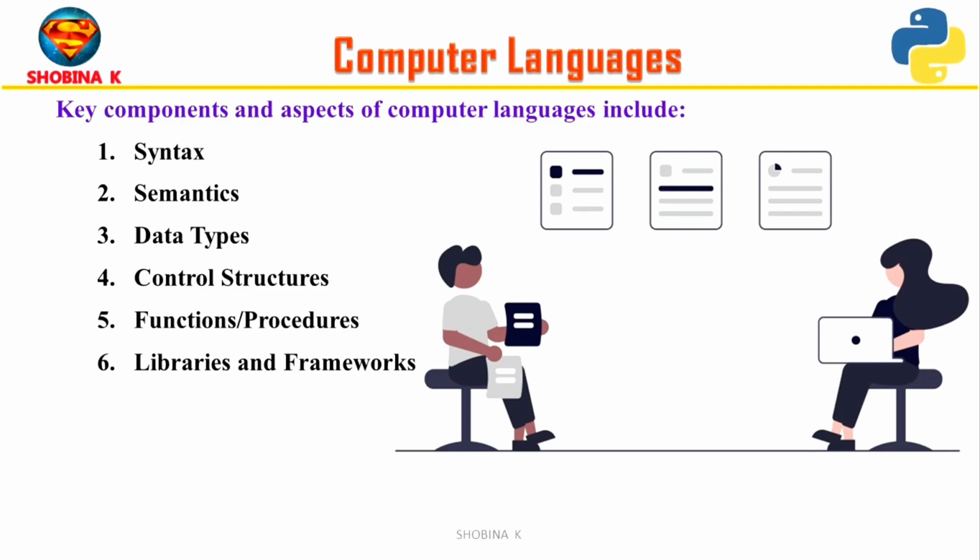Moving further, we have control structures. These are the constructs that dictate the flow of program execution. They include loops, conditionals like if-else statements, and branches. The control structures control how and when different parts of the code are executed.